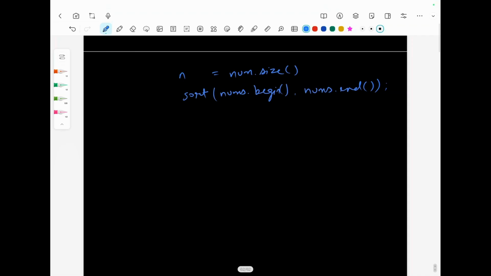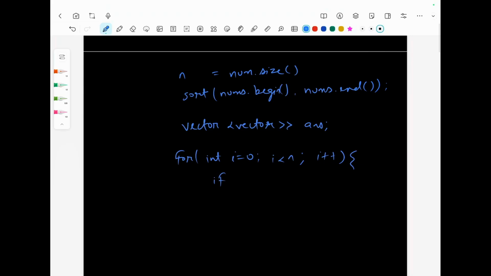So let's write the code. So first we will declare our array size, then we will sort our vector, right? After sorting it, let's also declare a 2D vector to store our answer. Then we will run a loop for the i, because it is not moving according to a condition, so it will keep running. Okay, now first we have to avoid the duplicates.